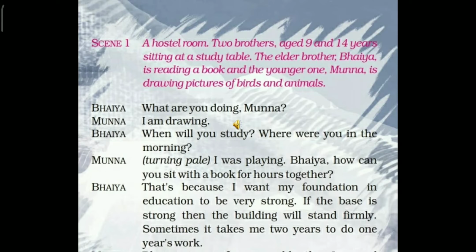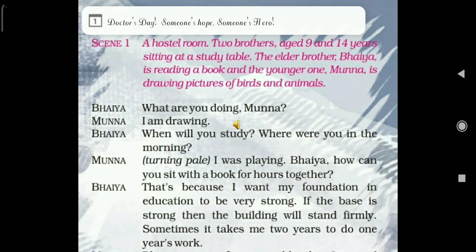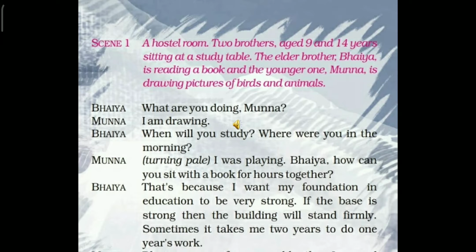So you see, Munna is saying, "I was playing. Bhaiya, how can you sit with a book for hours together?" Now, students, you must be wondering that Munna has also said the words turning pale. But no, that is not the case. Turning pale has been put in brackets because that is information that has been provided to the readers. That is not what Munna is saying. That is something that is happening to Munna.